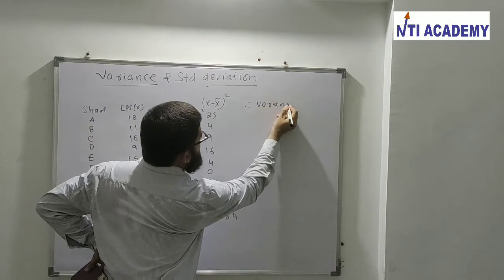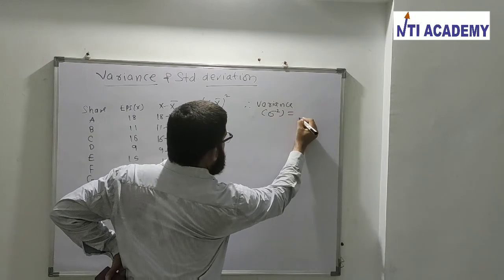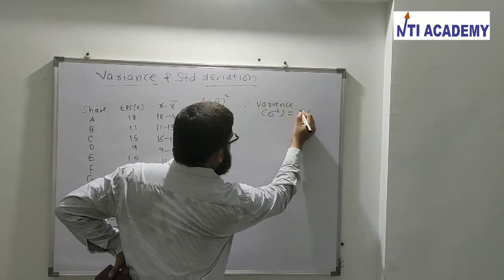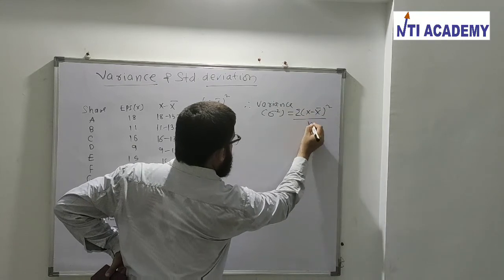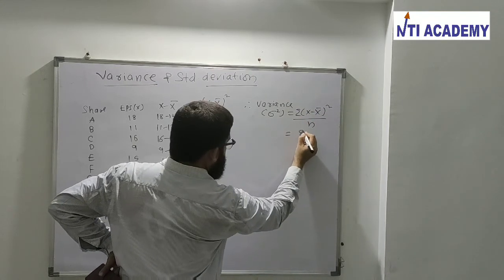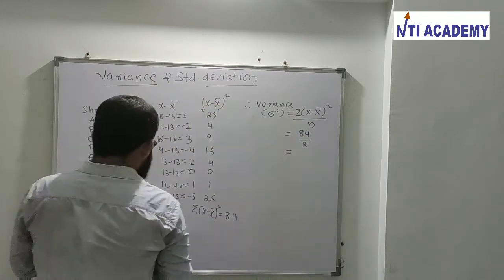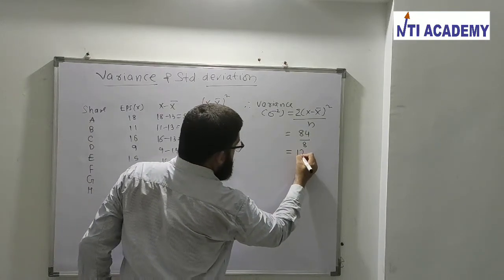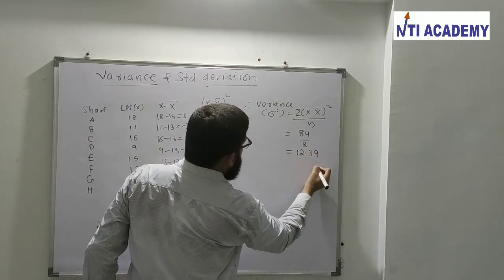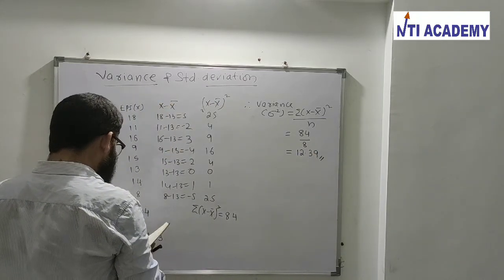Now we know the formula for variance. The formula for variance, that is sigma square, is given by summation of x minus x bar the whole square upon n. Now we get 84 divided by 8. That value comes to about 12.39. Okay. The variance value is 12.39.